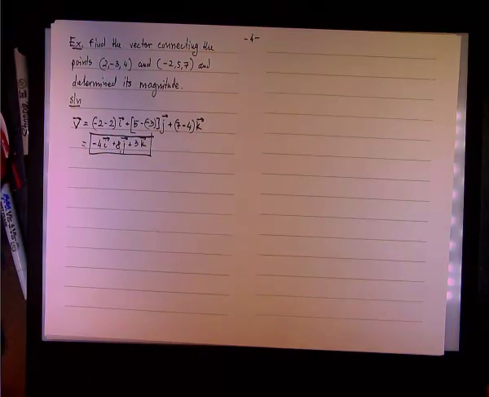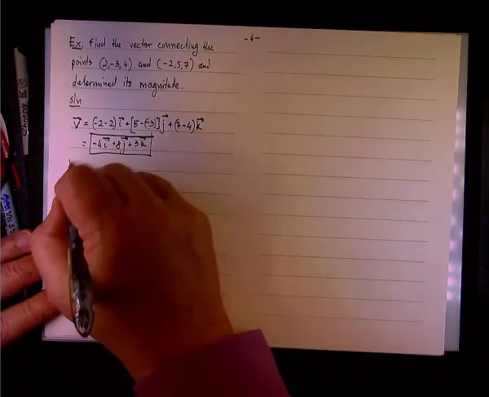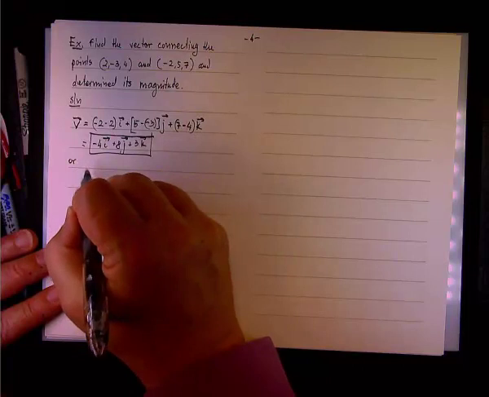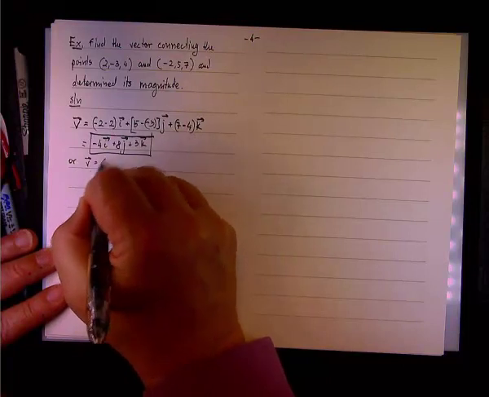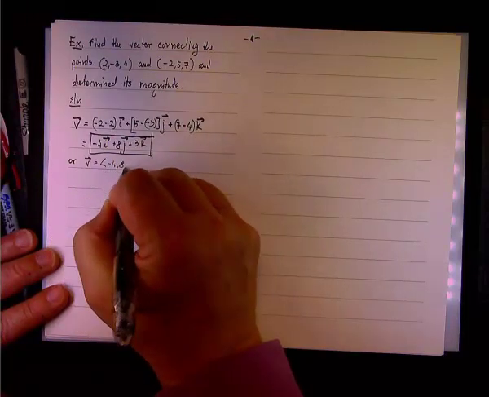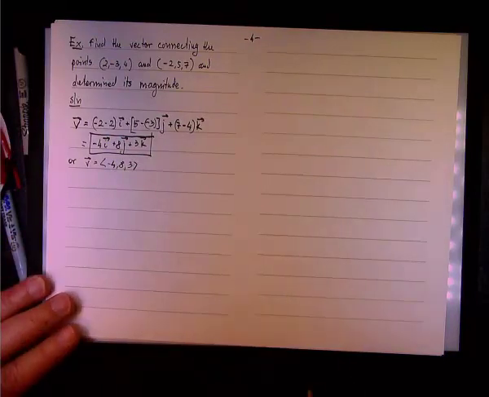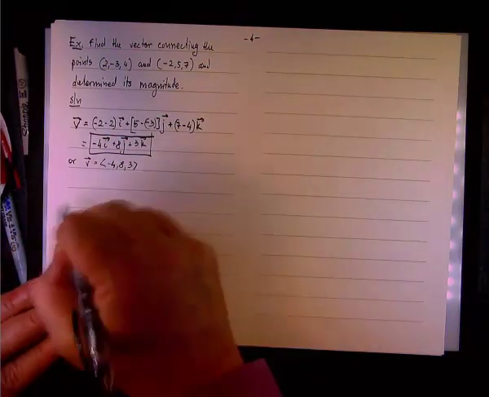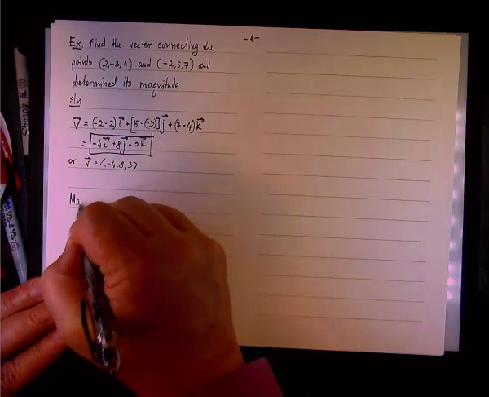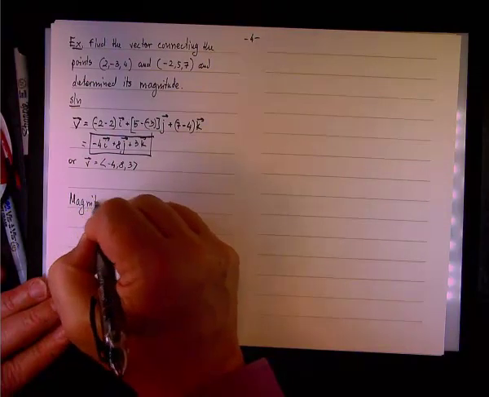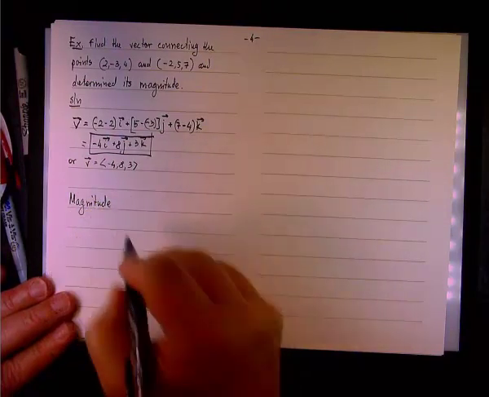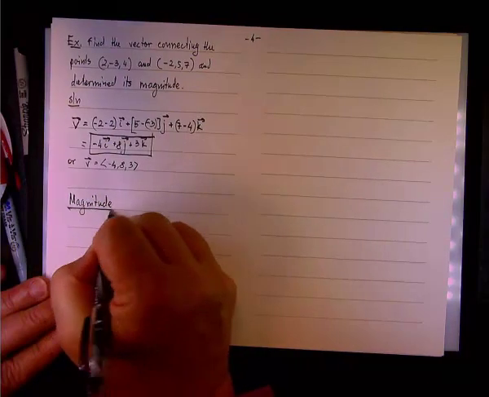Okay. I'm going to soon drop the arrow above the ijk because we are not going to use ijk in any other context. So our ijk is going to be our standard unit vectors. Okay. Or we can write it with the triangle notation. We can write v equals negative 4, comma 8, comma 3. What is the magnitude? Okay, magnitude of a vector.